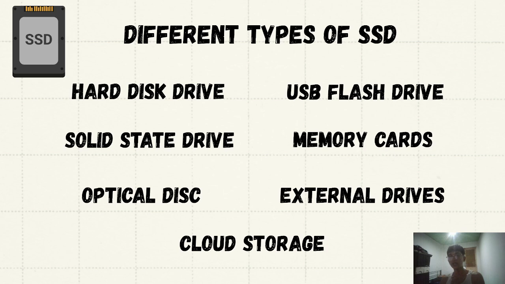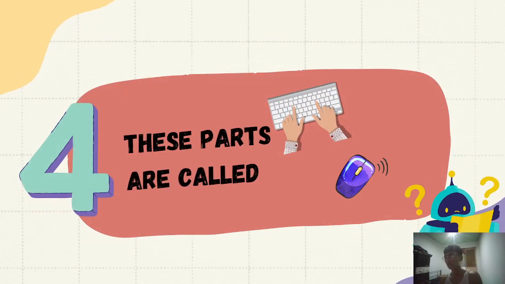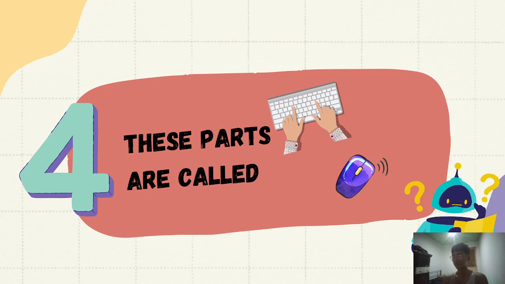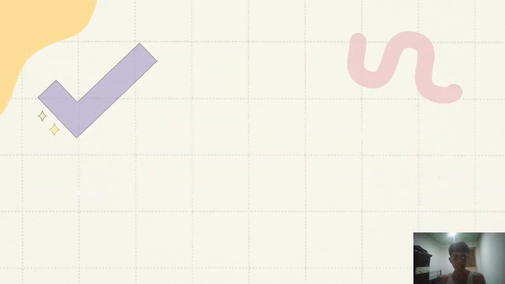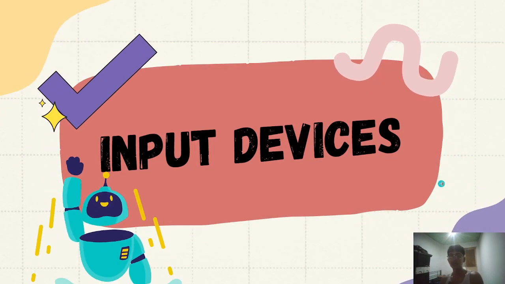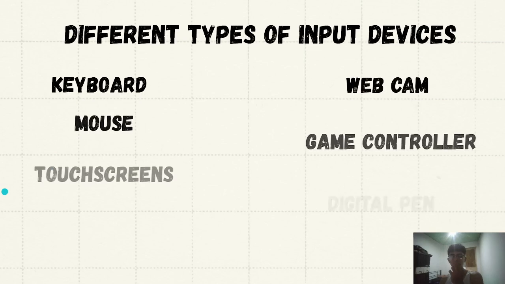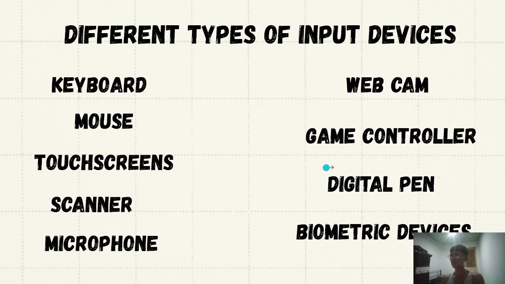As you can see, these are the different types of SSD: hard disk, solid state, optical disk, USB, memory, external, and cloud. Proceed to the next one. What do you think is the possible name of this? It is the input devices. So what are the input devices and what is their functionality?